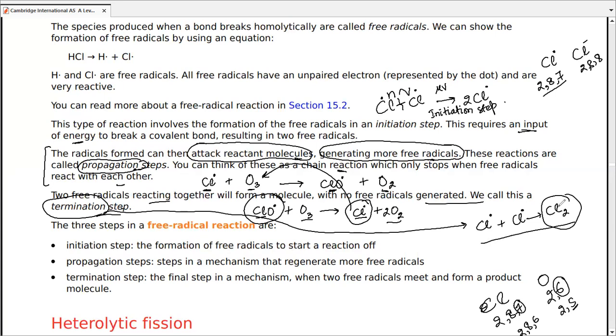Make sense? Yes, sir. This is now a termination step. So these are the kind of steps, and we're going to pick them up again in the very next chapter, and we're going to discuss free radical reactions. Many photochemical reactions are going to be free radical reactions. Remember, when I use the word photochemical, I mean reactions that occur with the help of light.